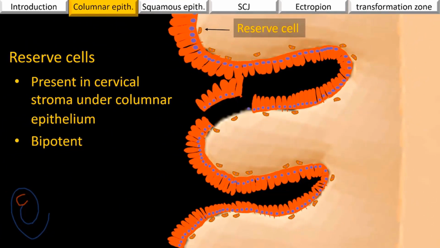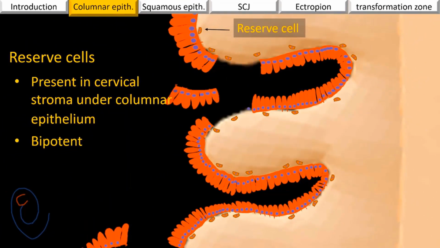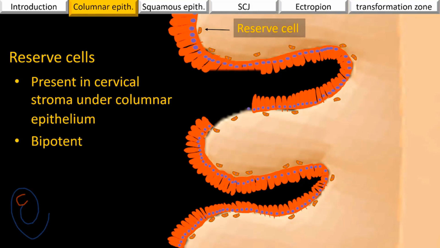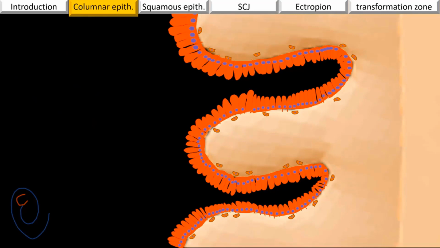The function of reserve cells is to divide and multiply, forming new columnar cells to replace all the degenerated ones. In fact, reserve cells are bipotent. I mean, they form columnar epithelium, and under certain circumstances they can form squamous epithelium.